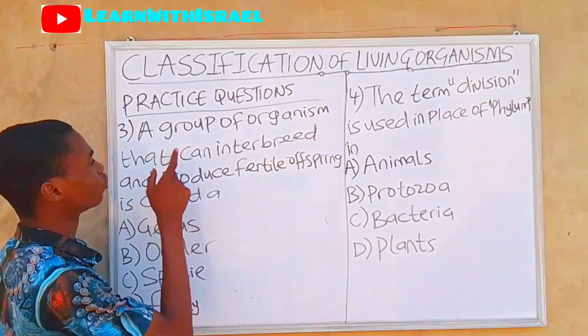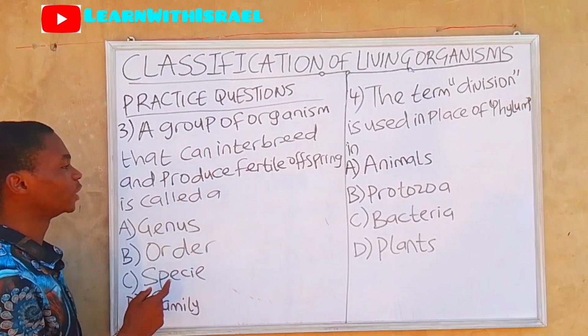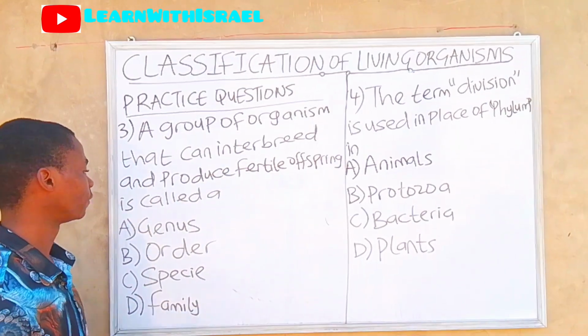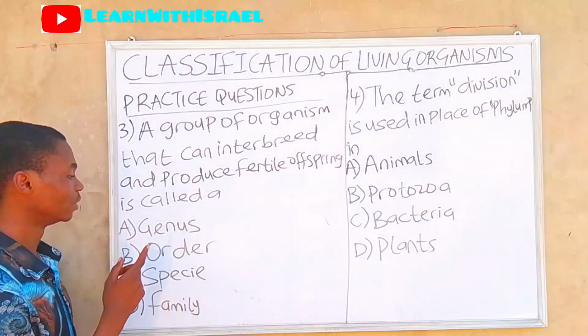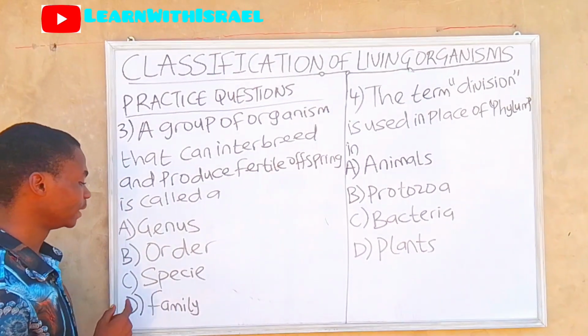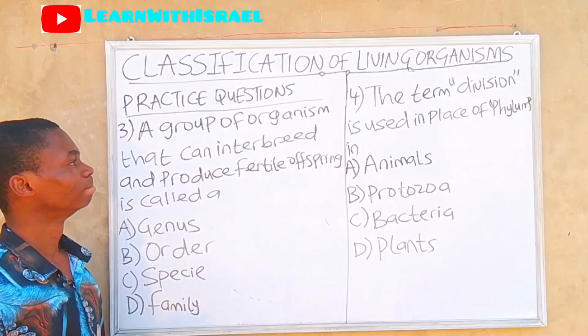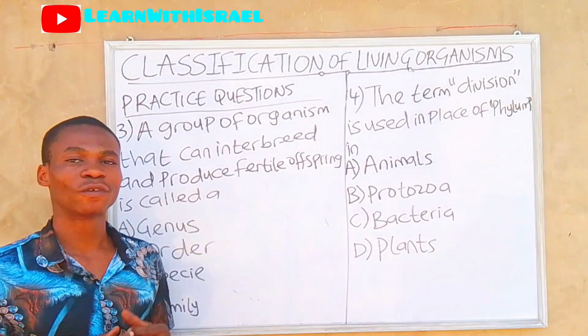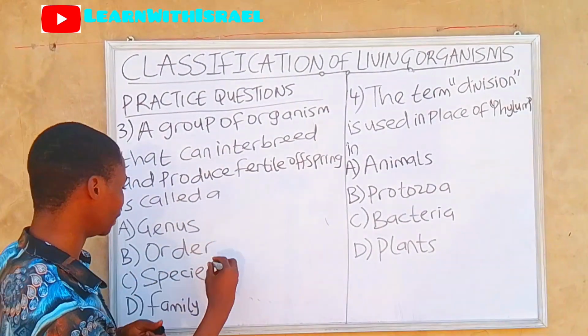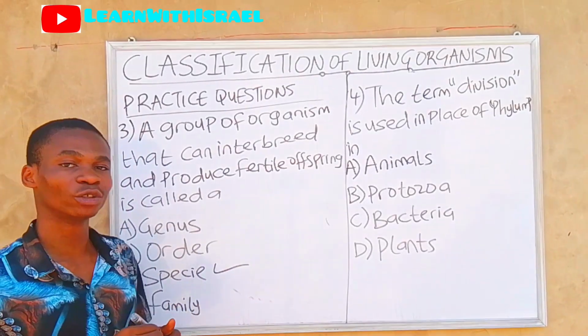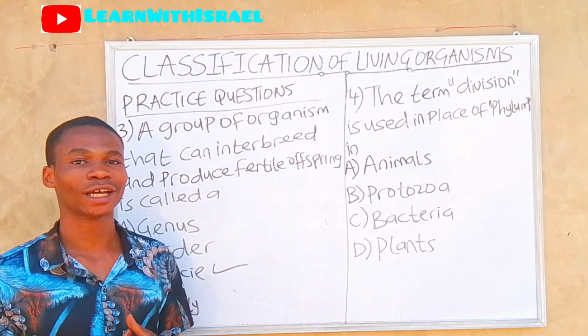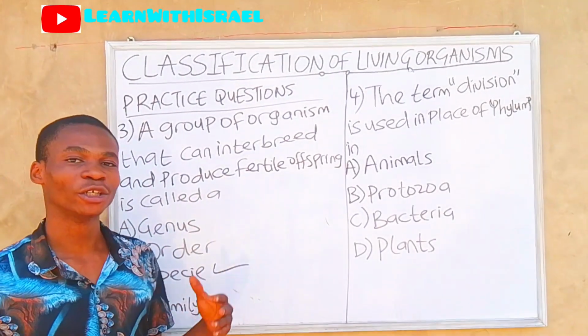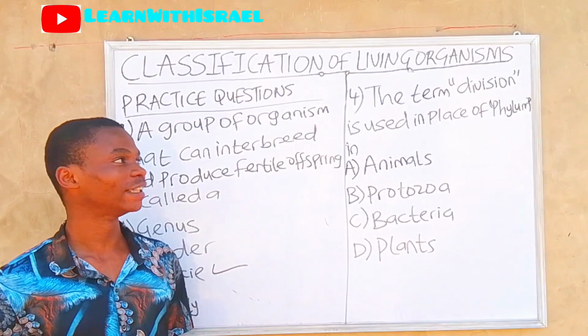Question 3. A group of organisms that can interbreed and produce fertile offspring is called A. Genus, B. Order, C. Species, D. Family. The group of organisms that can interbreed and produce fertile offspring is the species. Make sure you know that. We've also discussed that earlier. For those that are following, this is an easy question. You should be able to answer it correctly.